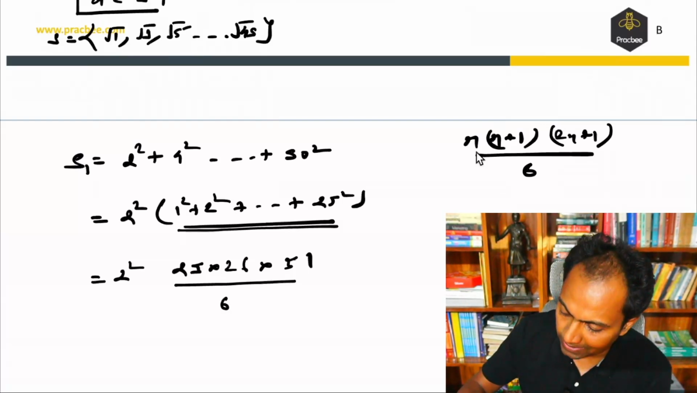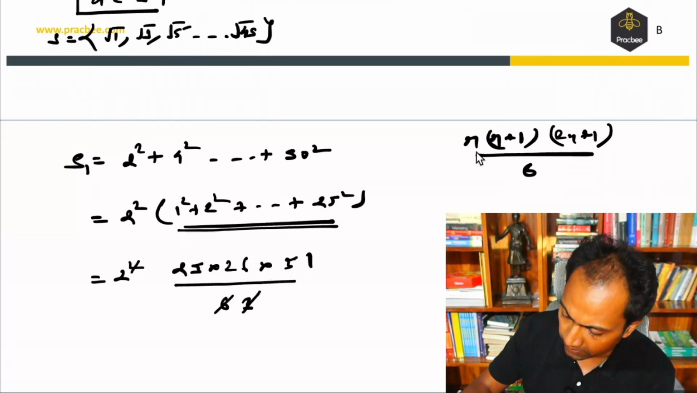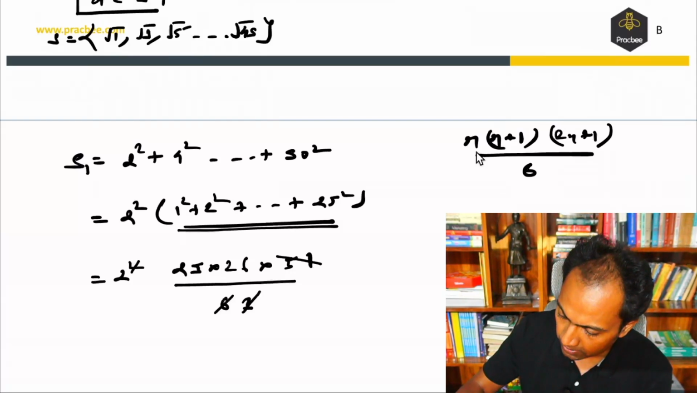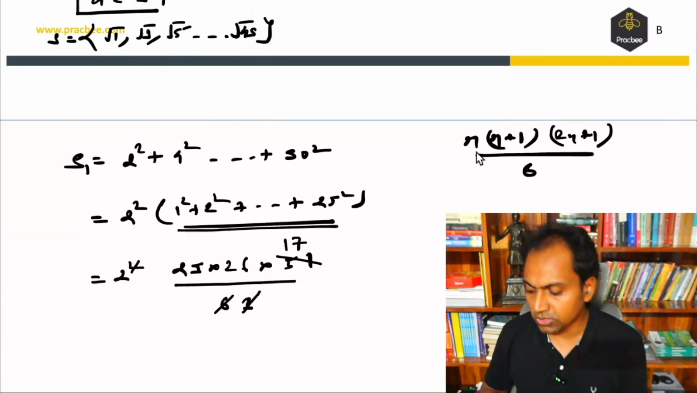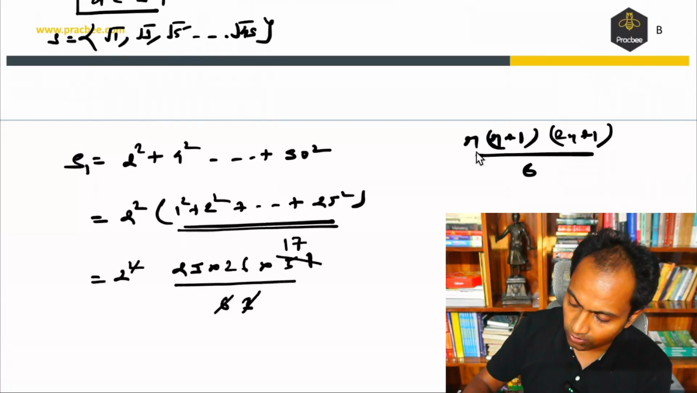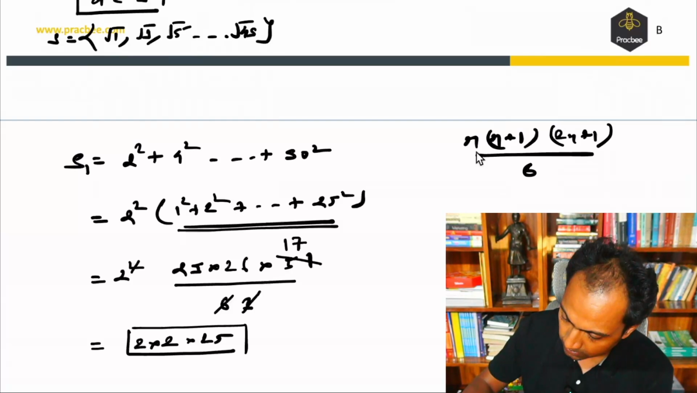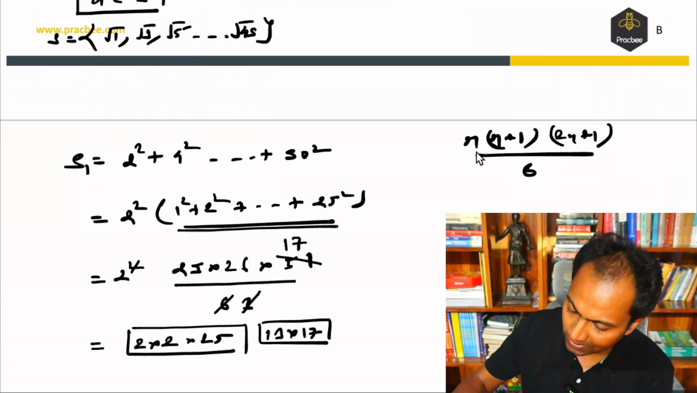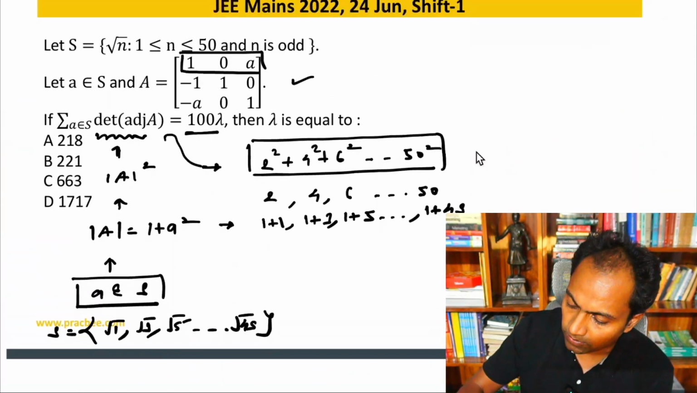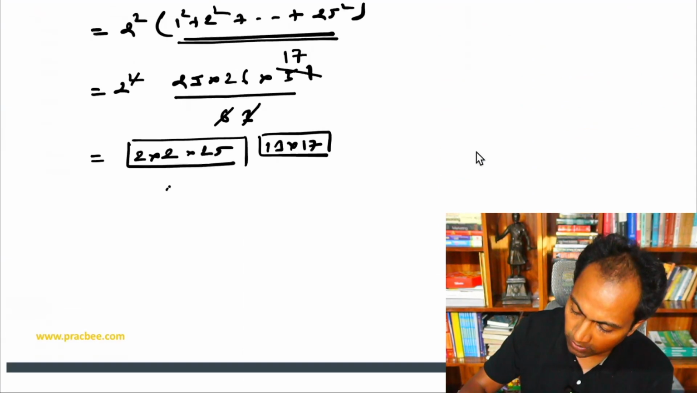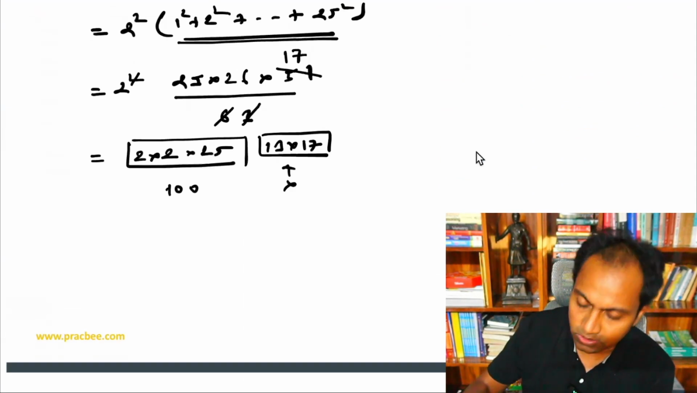If I take 2 divided by 2, this will cancel out, and if I divide this by 3, this will become 17. So this is what we are getting, and you have got the value of S1. S1 comes out to be 2. There is one more 2 in this 26, and then we have 25, so this will become 100. And then what is left is this 13 and this 17. Why is this important? Because they are saying that the answer is nothing but 100 times lambda. So 100 will come from here, and this will become lambda. So this is the value of lambda.